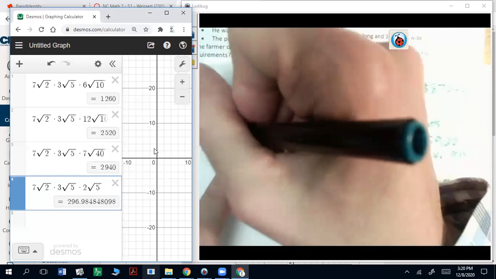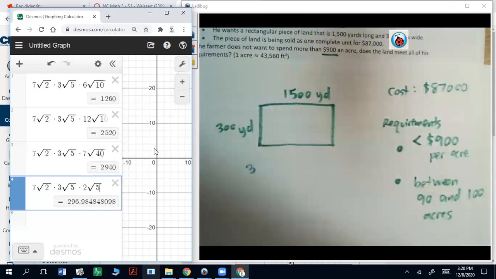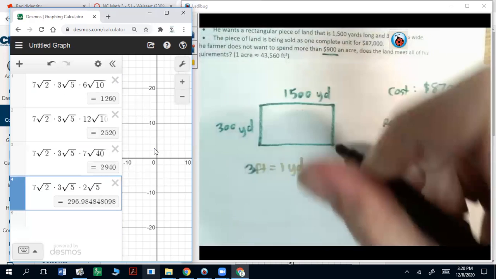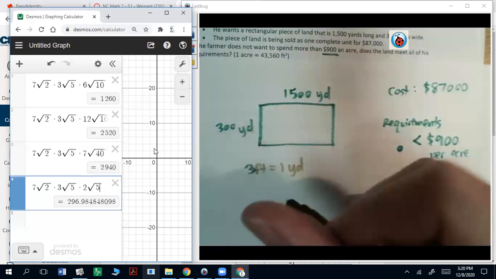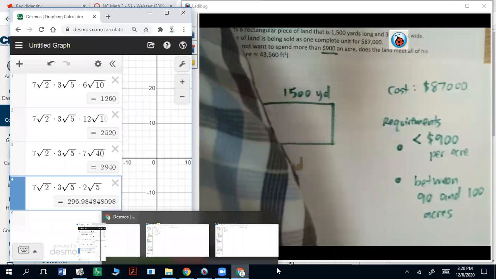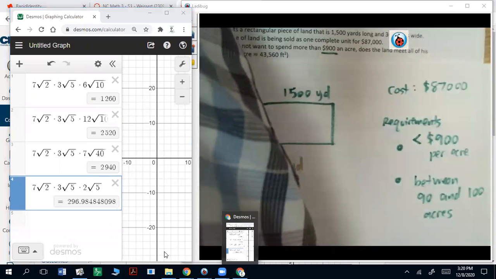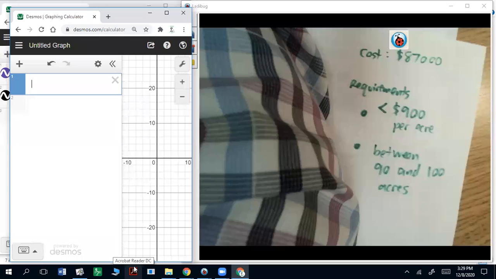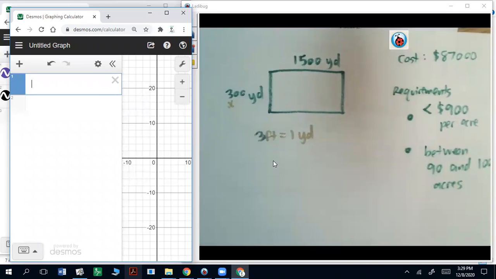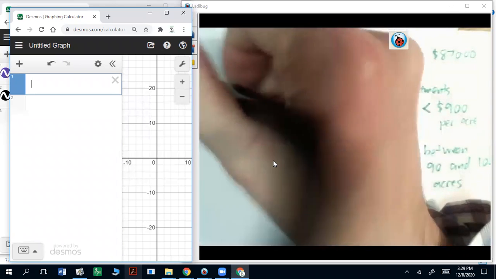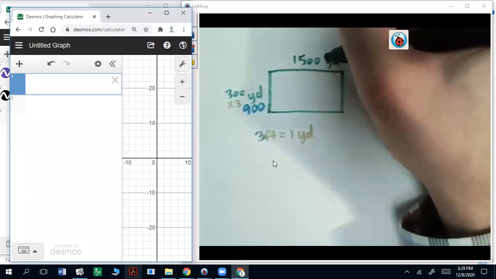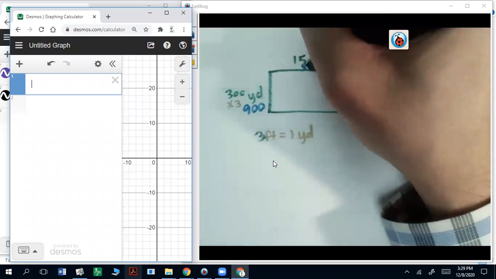So my yards, there are 3 feet in 1 yard. So 3 feet equals 1 yard, which means we have to actually convert this to feet. So we know there's 3 feet in a yard. 300 times 3 is 900 feet. So that's going to be 900. And then 15 times 3 is 45. So that's going to be 4,500 feet.